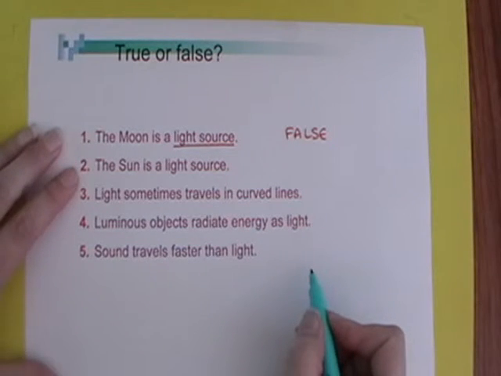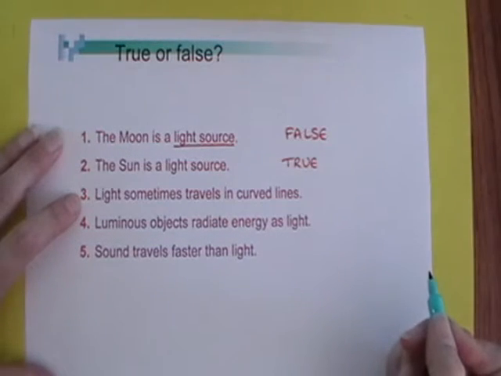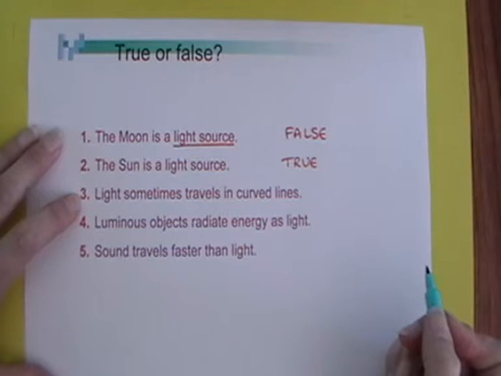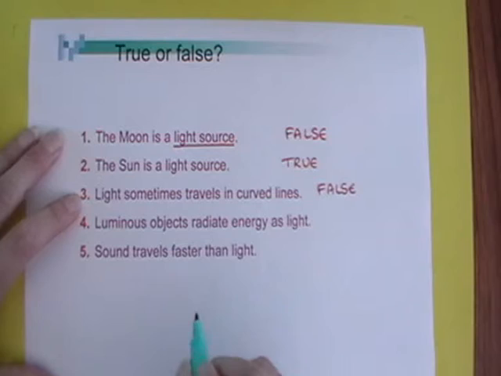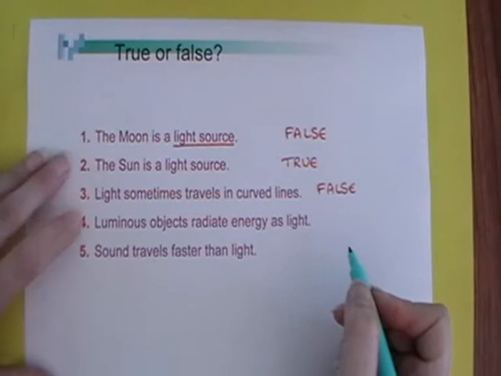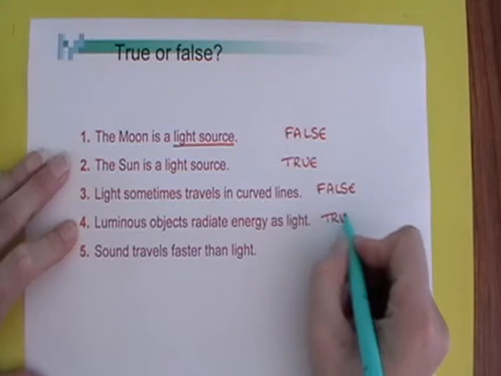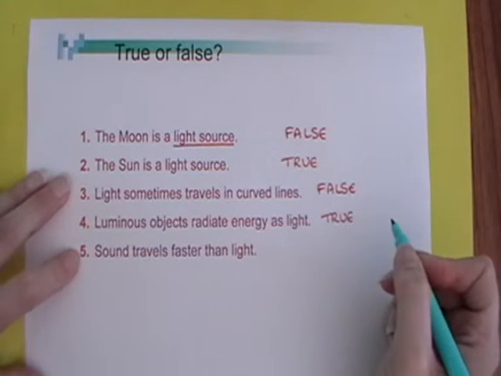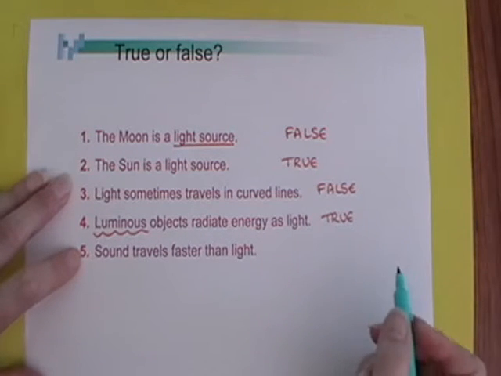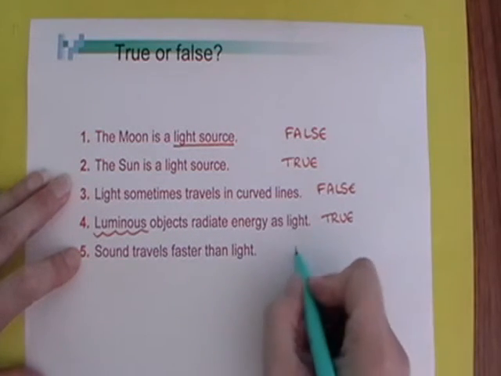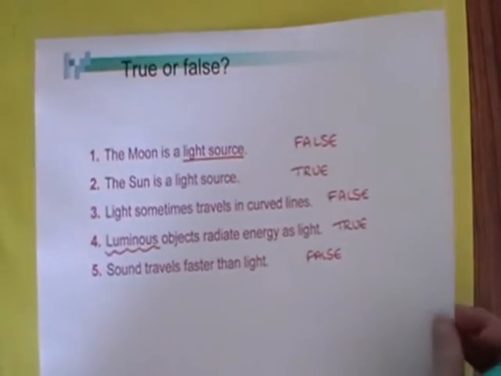That then answers question 2. The sun is a light source. Well, this is true. Light sometimes travels in curved lines. Never. It always travels in straight lines. So that statement is false. Luminous objects radiate light, energy as light. This is true. Light is a form of energy. And luminous means that it gives out light. And sound travels faster than light. This is false. It's completely the other way round.